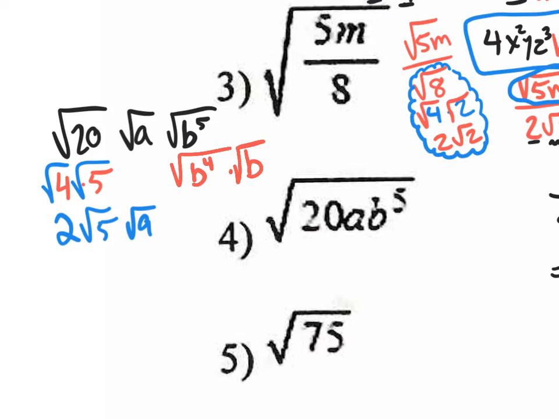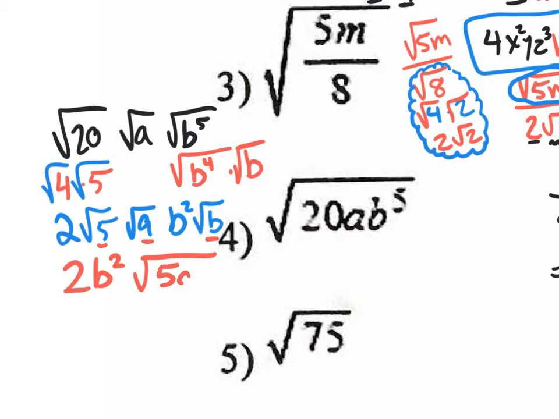And when we do the square root of b to the 4th, what do we get? What's the square root of b to the 4th? B to the 2nd, because 4 divided by 2 is 2. And then the square root of b just comes down. So what we need to do now is put all the terms that are on the outside of the root together in front and all the terms that are inside of the root together underneath one root. So my final answer for number 4 is going to be 2b squared square root of 5ab.